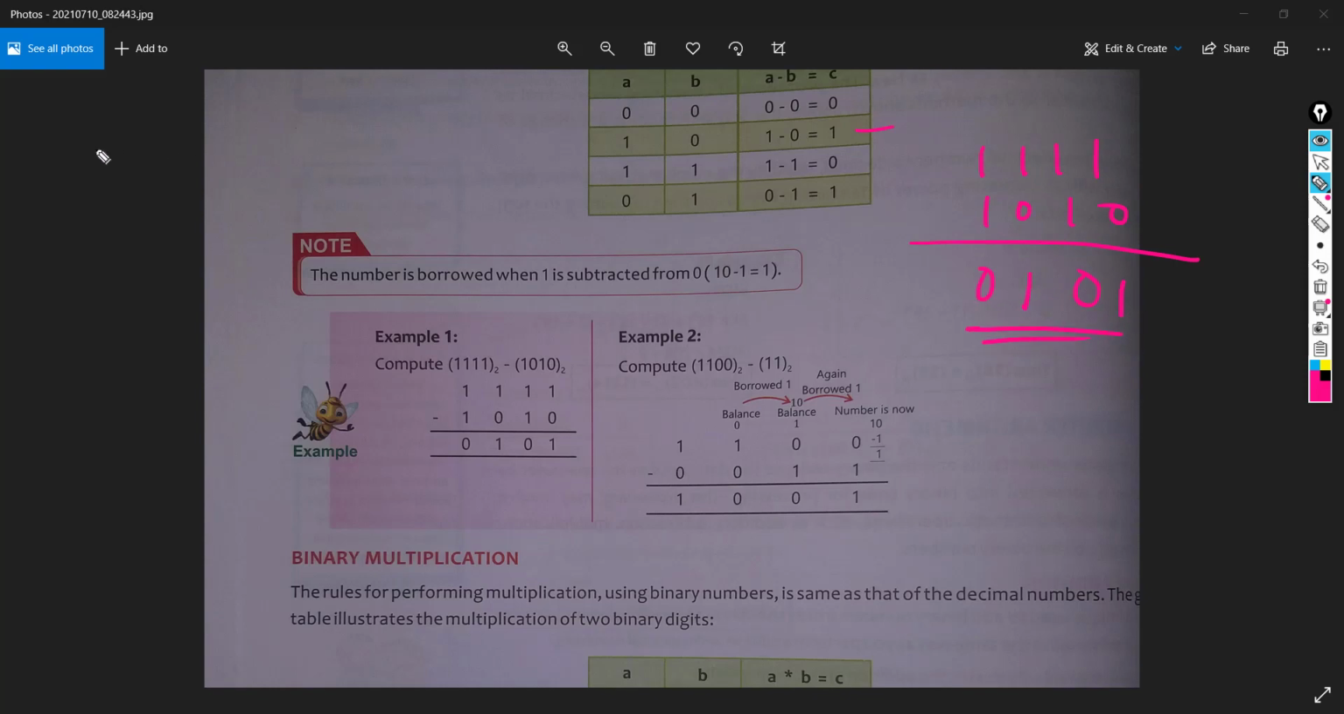Then let's take another example, 1010 and 1010. We already know the decimal number of 1010 is 10. So we are going to subtract 1010 from 1010. 10 minus 10, 0 should be the output. So 0 subtracted from 0 will be 0. 1 subtracted from 1 will be 0. Then again 0 and 0, we got 0.